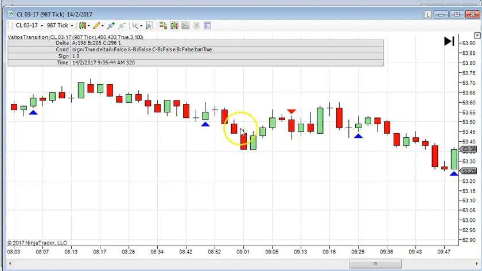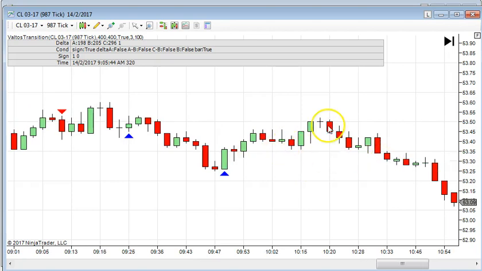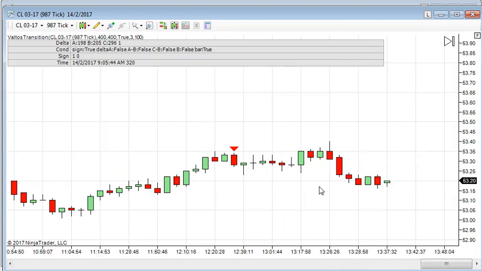Buy here didn't work out. A sell, it's just sideways. This buy didn't really work out. Then this buy worked out, but it was very quiet, very quiet. It was kind of a quiet morning.